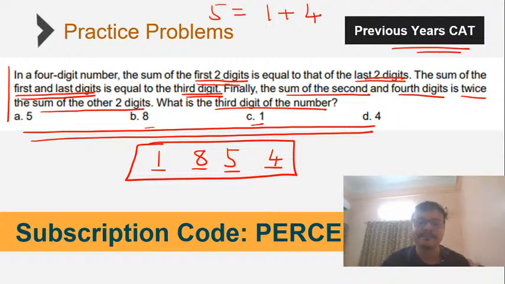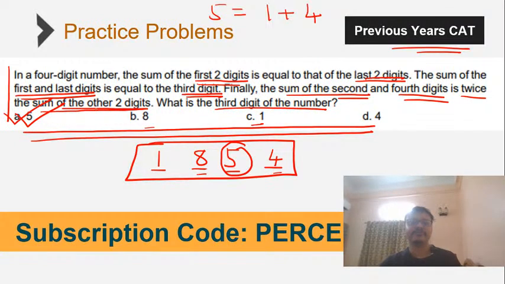At the same time, your first 2 digits is equal to the last 2 digits. Your first and last digit sum is equal to your third digit, which is what you need to mark as the answer. And the sum of the second and fourth digit is twice the sum of the other 2 digits. So second plus fourth is 12. That is equal to twice the sum of the other 2 digits.